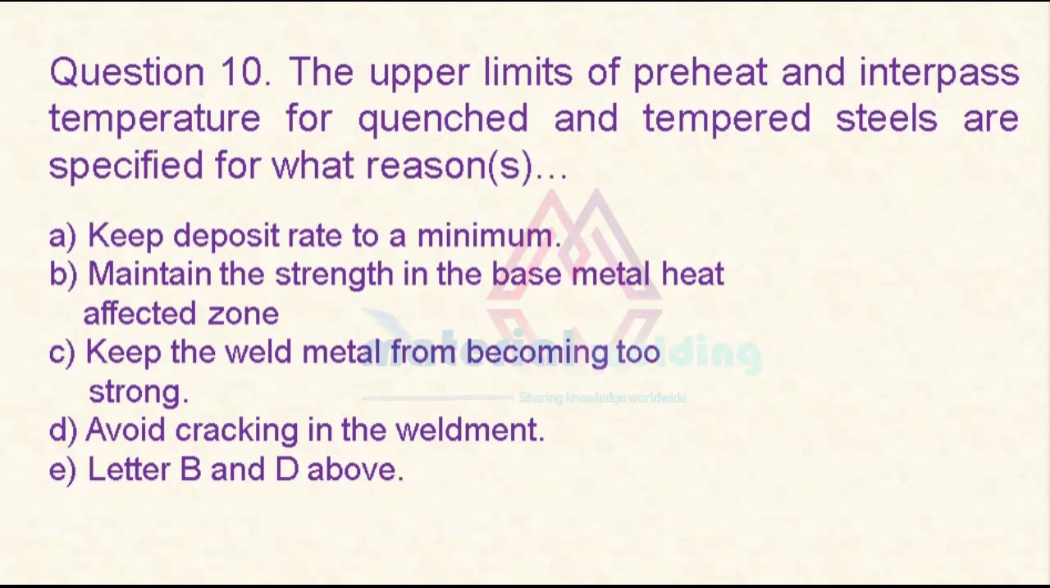Question 10. The upper limits of preheat and interpass temperature for quenched and tempered steels are specified for what reasons? A. Keep deposit rate to a minimum. B. Maintain the strength in the base metal heat affected zone. C. Keep the weld metal from becoming too strong. D. Avoid cracking in the weldment. E. Both B and D above.